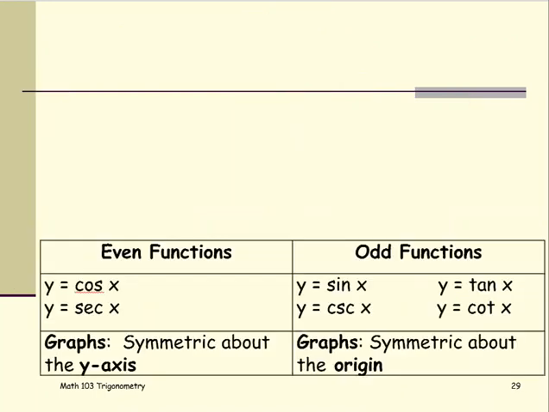To summarize, the even functions are y equals cosine of x and the reciprocal of the cosine, which is y equals secant of x. And the odd functions are y equals sine x and its reciprocal. Also, y equals the tangent of x.